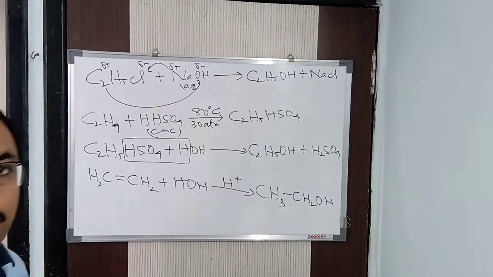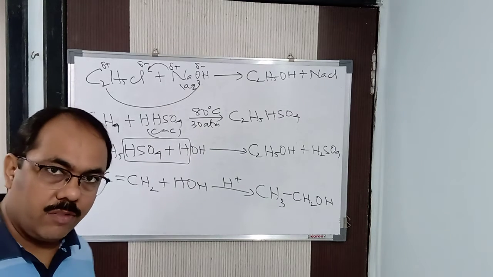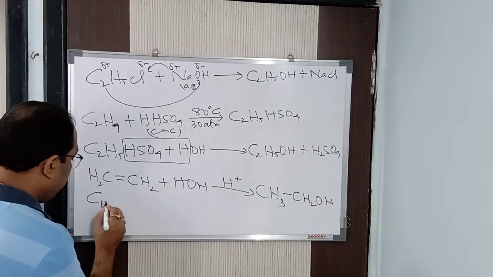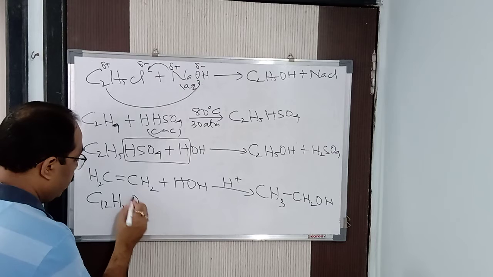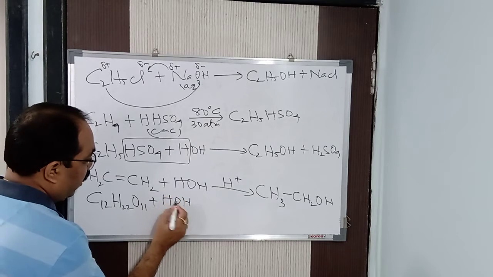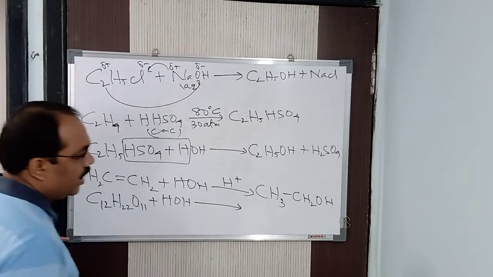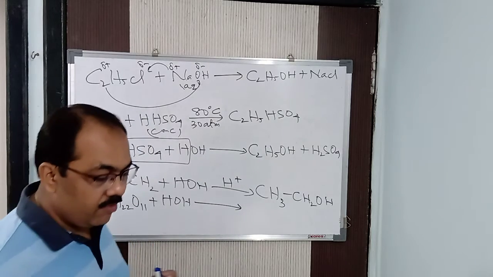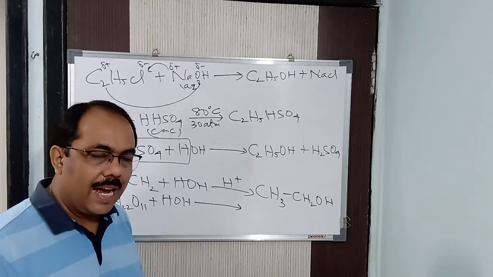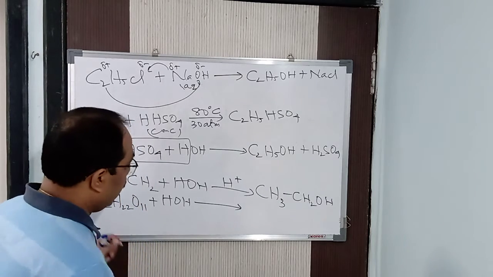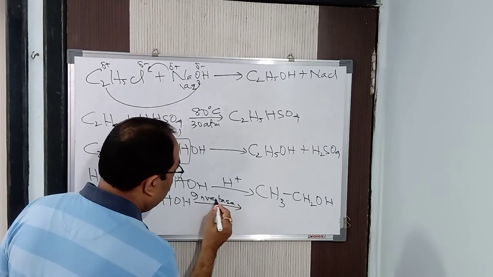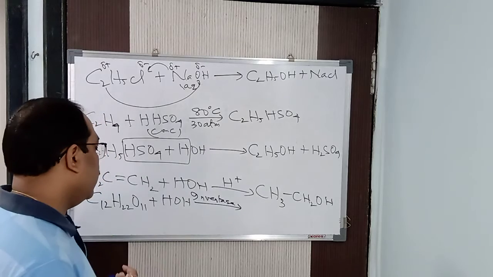Clear? Then I was telling you that we can go for the fermentation reaction, fermentation of alcohol. In fermentation, let us say sugar, C12H22O11 plus water. We will go for hydrolysis in presence of an enzyme. The enzyme we get from yeast, because we added yeast to it. That is nothing but known as invertase.